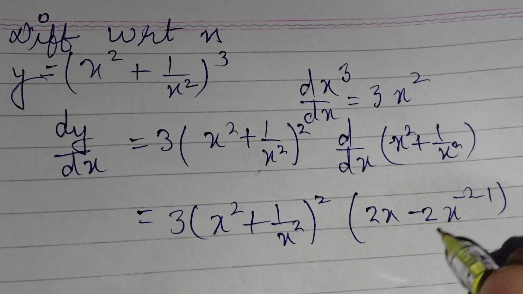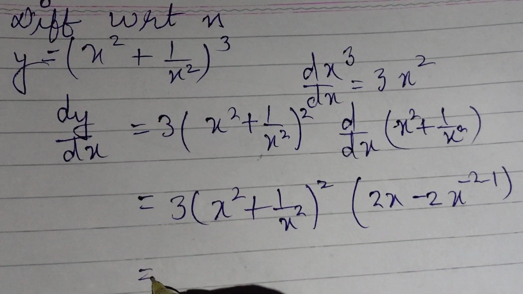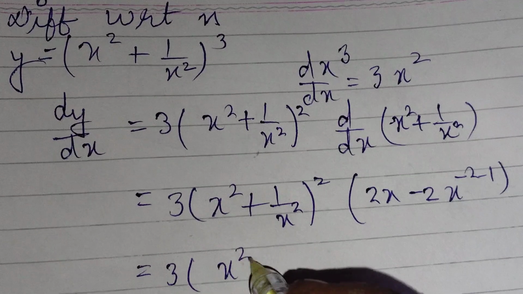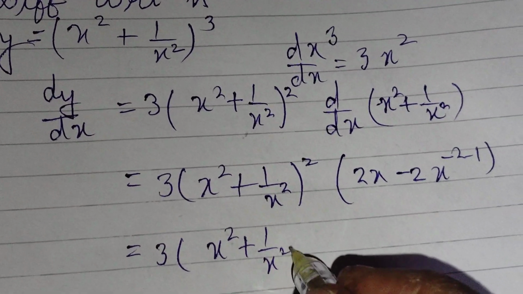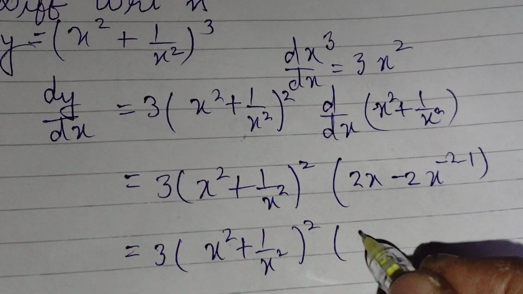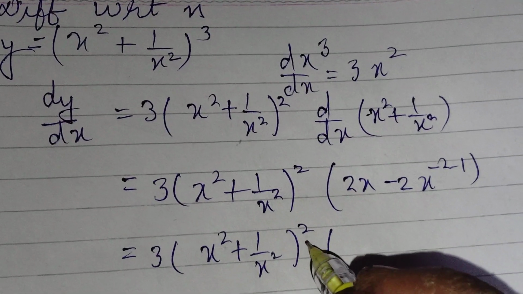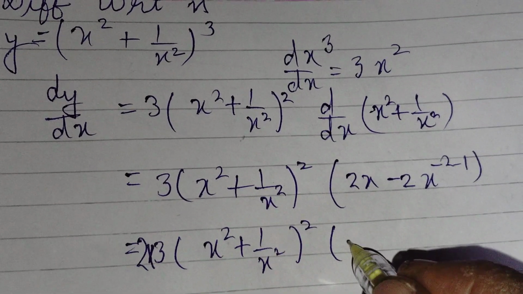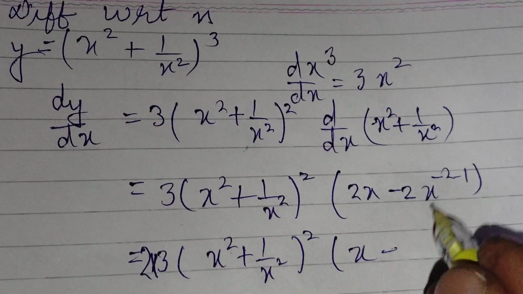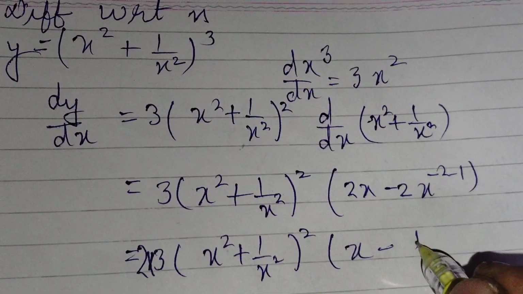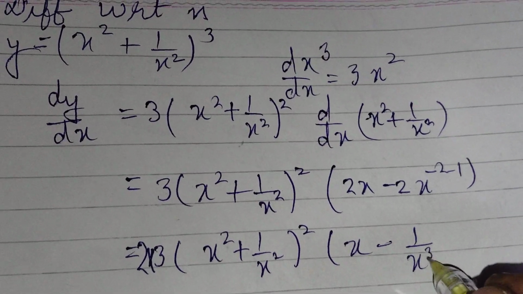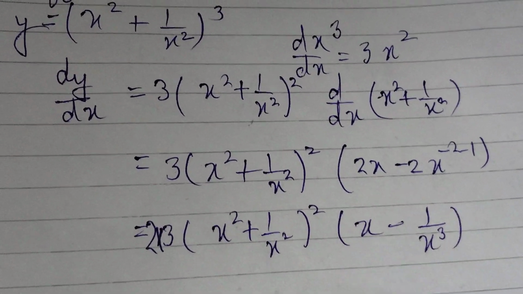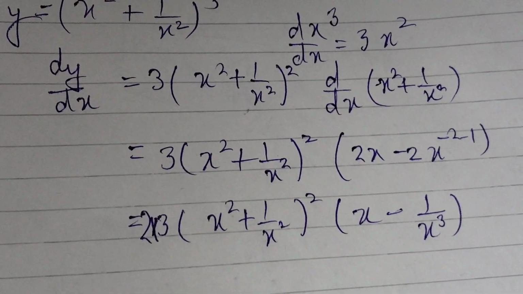It means x power minus 3. So we get the final answer 3 x square plus 1 upon x square whole square, and 2 taken common. So taking 2 common, we write in the front side x minus x cube, x power minus 3. So this is written in the denominator to make the power positive. This is the answer of this question.